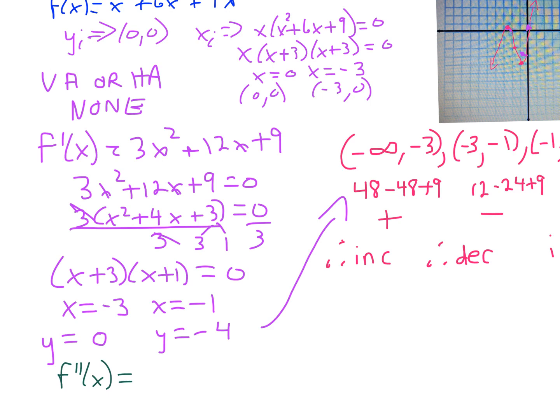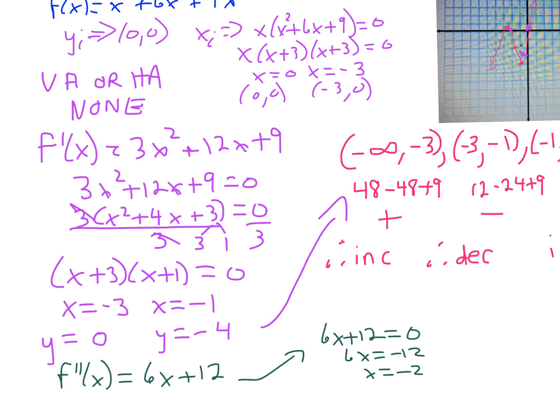So our second derivative is going to be 6x plus 12. If I set that equal to 0, and I solve for x, I'm going to get x equals negative 2. And so we have a possible point of inflection at x equals negative 2, and that makes a lot of sense because our max and min points occur at x equals minus 3 and minus 1, and minus 2 is halfway exactly between those 2 points.